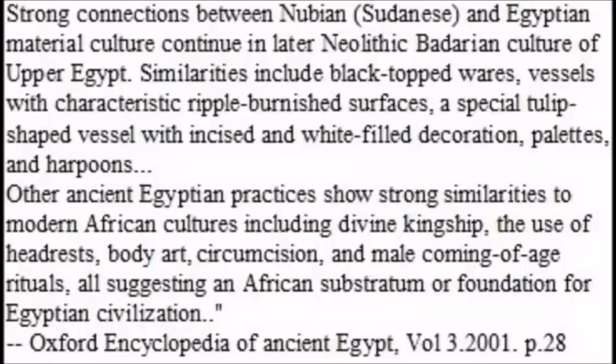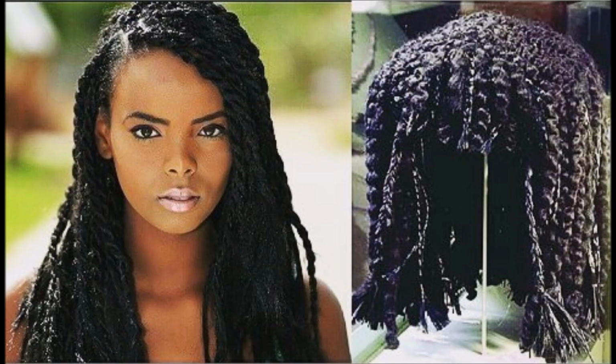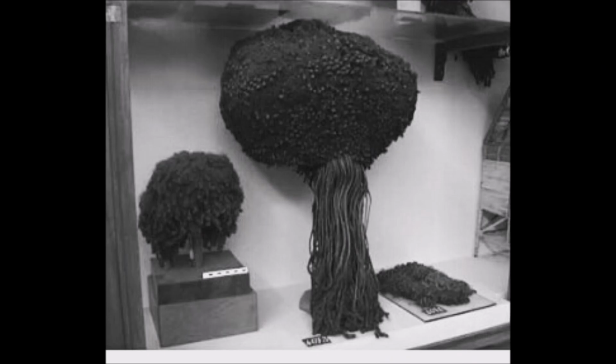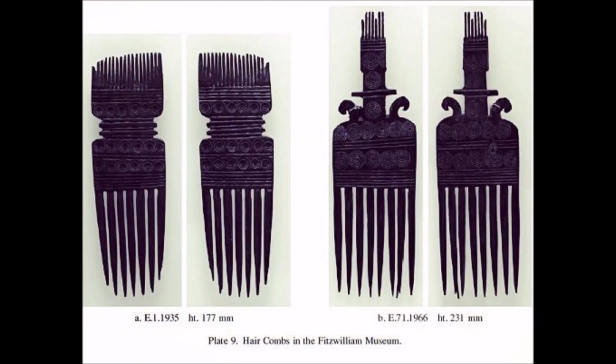I'm going to open with the Oxford Encyclopedia of Ancient Egypt, page 28. We see right here on the screen that strong connections between Nubian, Sudanese, and Egyptian material culture continued in the Neolithic culture of Upper Egypt. And other ancient Egyptian practices show strong similarities to modern-day African cultures. And it all suggests an African substratum or foundation for Egyptian civilization.